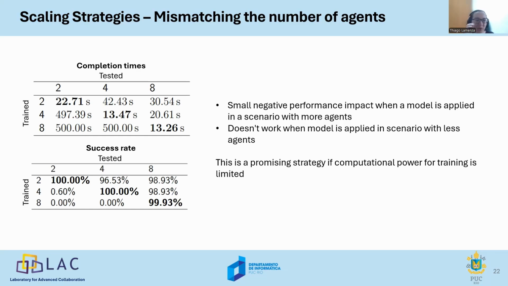But if you reverse it and apply a model that was trained in a 4 agent scenario, where it was accustomed to seeing 3 other agents, to a 2 agent scenario where only one other agent is present, every single observation each of these agents makes is completely new to them, because they were never exposed to a scenario where the number of agents was less than 3. So that's why the models perform quite badly when we try to apply them in a scenario with fewer agents. But overall, this is a promising strategy, especially if computational power for training is limited.